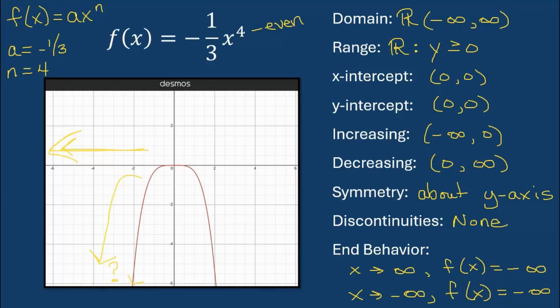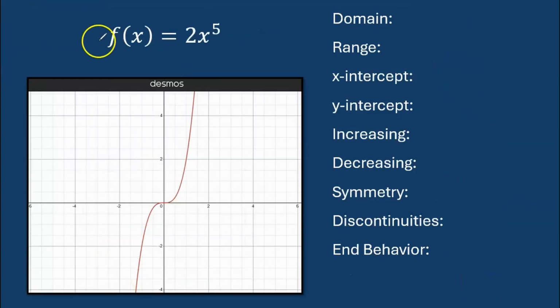Let's go ahead and try an odd function. I know that this function is odd because this number here is odd. I want to look at a couple of other things. A, in this case, is 2. N is 5. This means that this function is going to go up twice as fast as the parent function. But you'll notice it is the exact shape of an odd function.